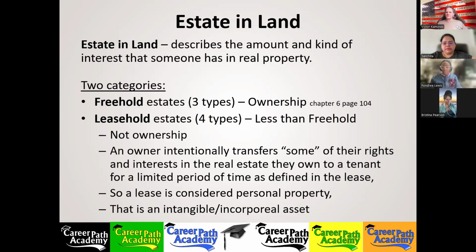And what do we call a life estate that's based on someone else's life, a third party's life? Pur autre vie. It means for the life of another.